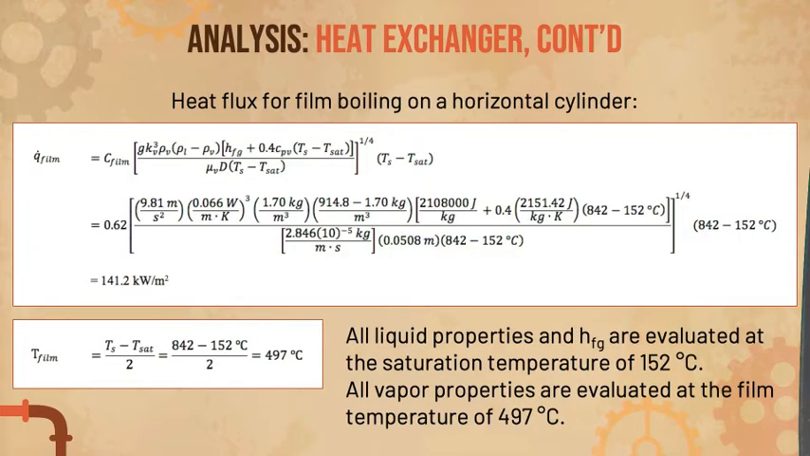Heat flux for film boiling on a horizontal cylinder is given as such, where all liquid properties and the enthalpy of vaporization for saturated water are evaluated at the saturation temperature of 152 degrees Celsius. This is the saturation temperature due to a gauge pressure of 5 bar. All vapor properties are evaluated at the film temperature of 497 degrees Celsius. With these values, we come out with a heat flux of 141.2 kilowatts per meter squared.